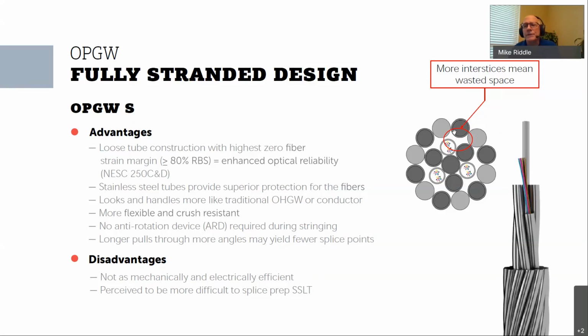You see in the cross-sectional area, there are these little gaps, and no material means you get nothing electrically or mechanically. And so overall, the design is not quite as mechanically and electrically efficient as the other two. And you also have the disadvantage of crews not liking to work with the stainless steel loose tubes.